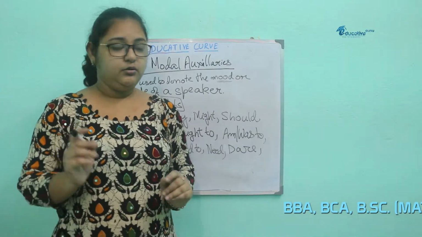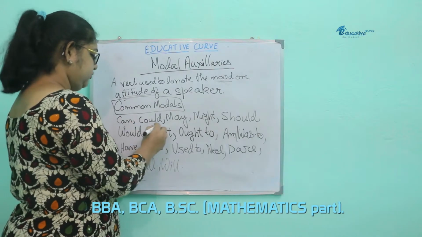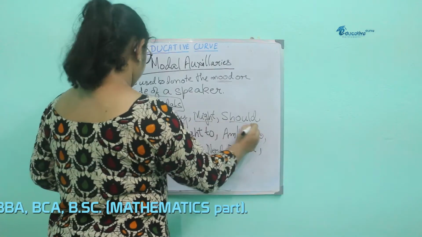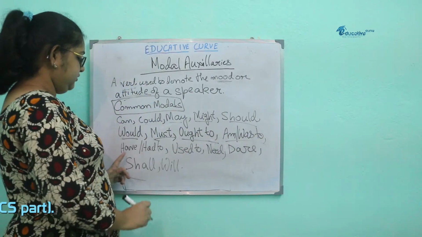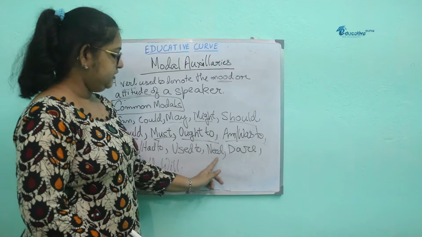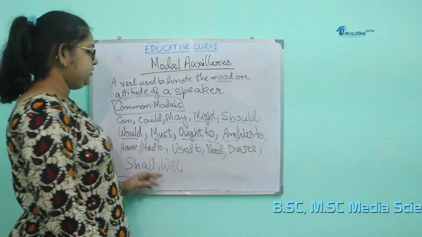The common modals that we use are can, could, may, might, should, would, must, ought to, am, was, have, had, used, need, dare, shall and will. These are the common modals that we use.